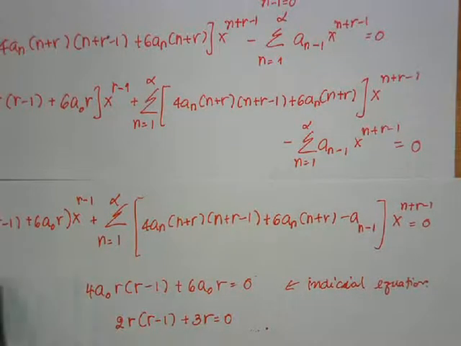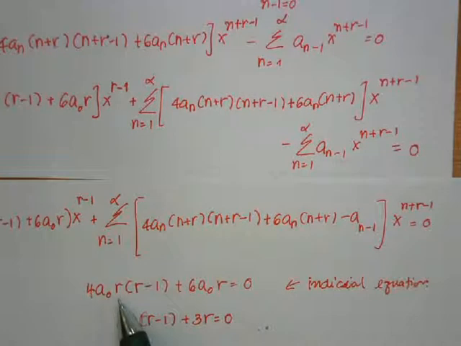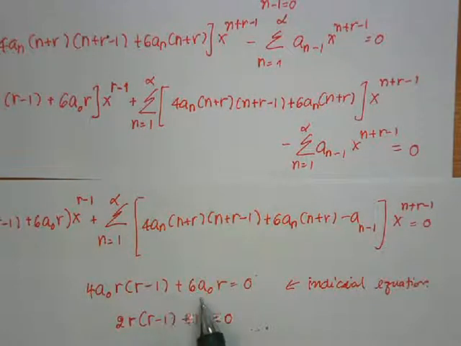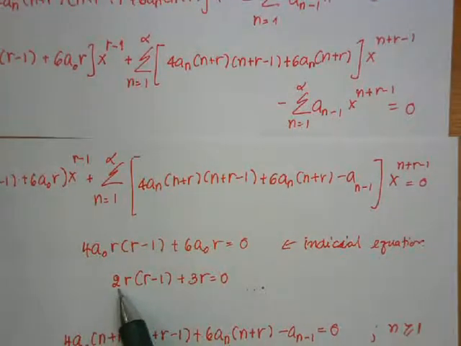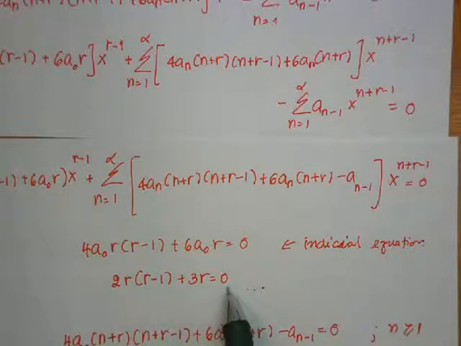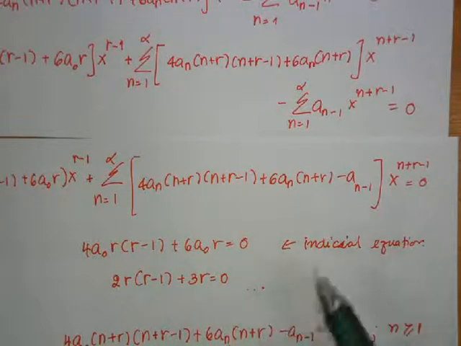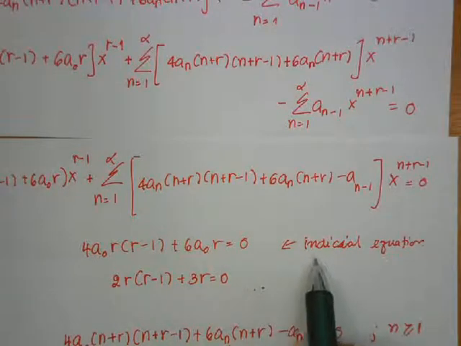For the first one, we would get 4a0 times r minus 1 plus 6a0r is equal to 0. From that, a0 cancels out, so you would get 2r times r minus 1 plus 3r equal to 0. This one is the indicial equation.